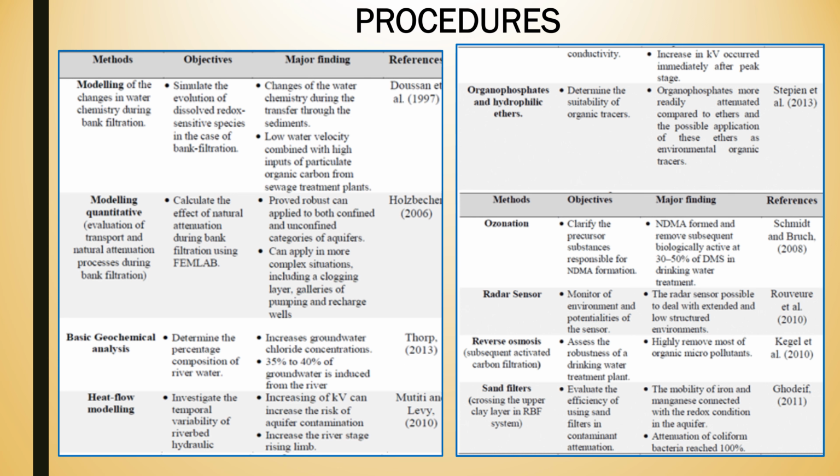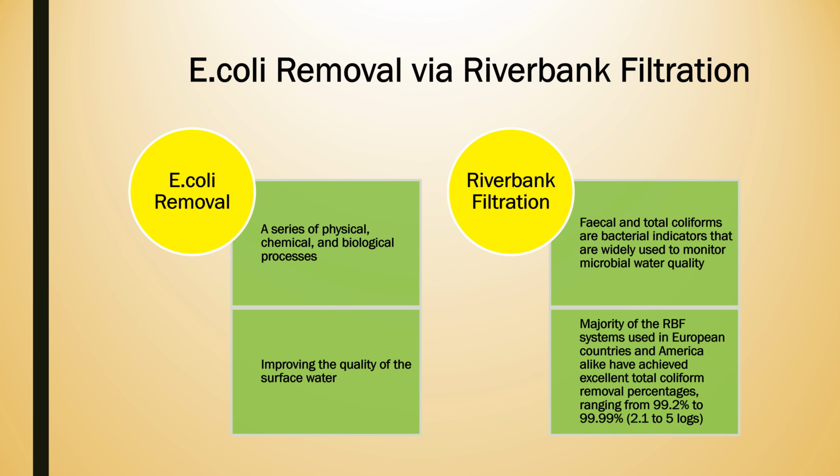Removal of coliform bacteria reaches 100%. This is E.coli removal via riverbank filtration. For E.coli removal, a series of physical, chemical, and biological processes is improving the quality of the surface water. The fecal and total coliform are bacterial indicators that are widely used to monitor microbial water quality.